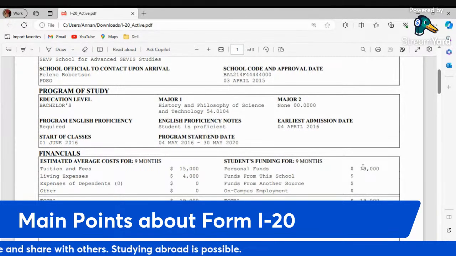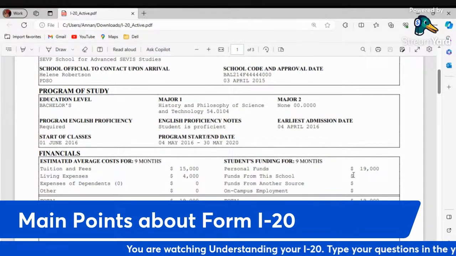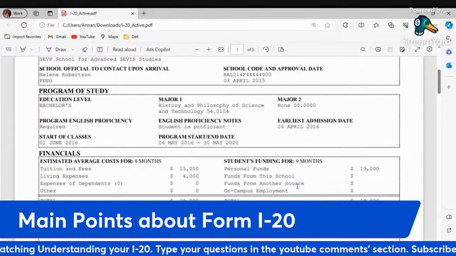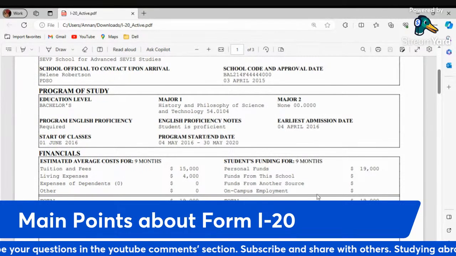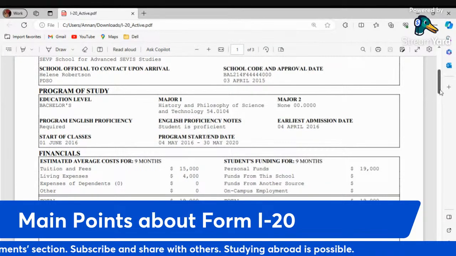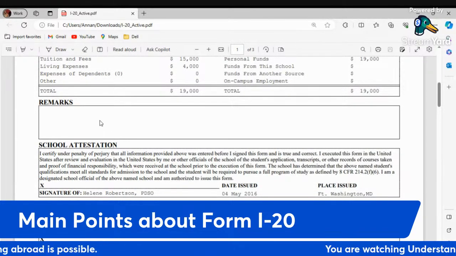So the personal funding is $19,000. Funds from this school: this is just a sample, so there was no funding given by the school. Funds from another source, there is none. On-campus employment, there is none. So the total cost of attendance is $19,000. That is the total cost of attendance. So this is the remarks. You have to sign here to give your authentication of approval.